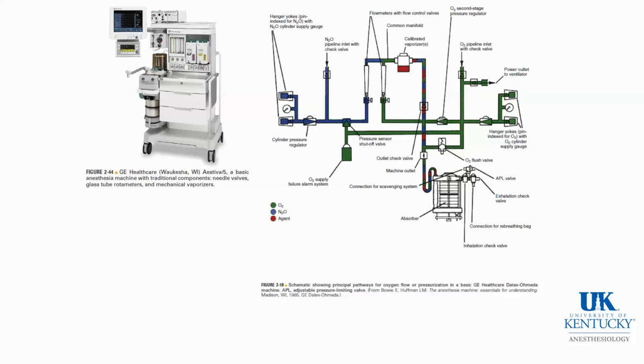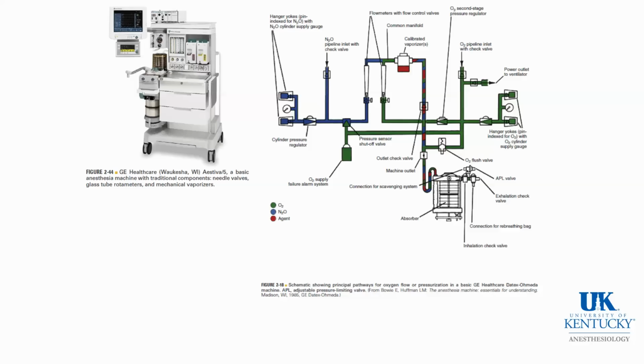This slide is to show you a simplified schematic of a basic anesthesia machine with traditional components such as needle valves, glass tube flow tubes, and mechanical vaporizers. This is the GE Healthcare Aestiva 5, one of the machines in our department.